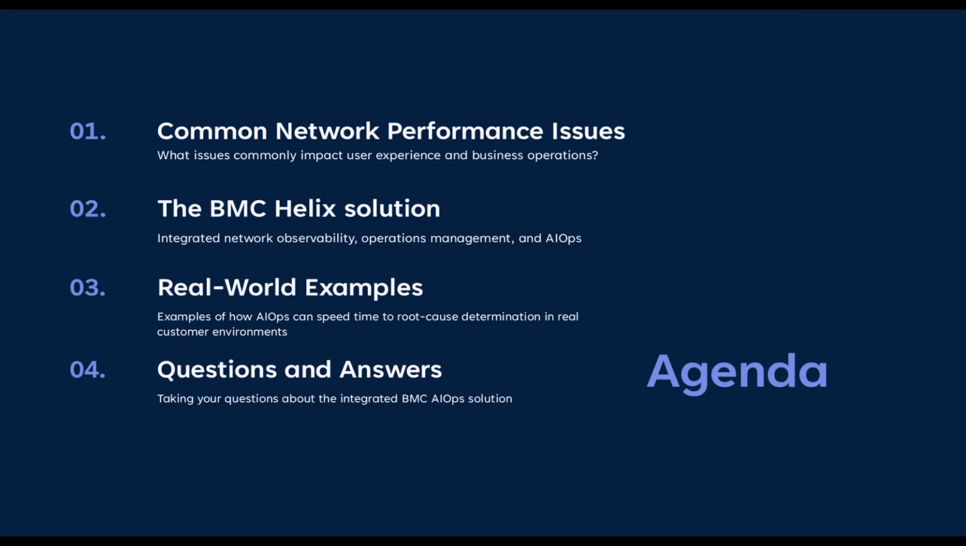We're going to start by talking about some common network performance issues and some things that affect most of the customers that we talk to in the field. And then I'm going to spend a little bit of time going over the BMC Helix solution and how integrated network observability fits into that solution and what some of the benefits are. I'm then going to go into some real-world examples of how AIOps speeds up time to resolution, helps to solve problems, and can help achieve a faster return on investment. And then finally, at the end, we're going to have some Q&A time. So any questions that come up during the presentation, as Sam said, make sure to put those into the chat so we can get those answered for you.